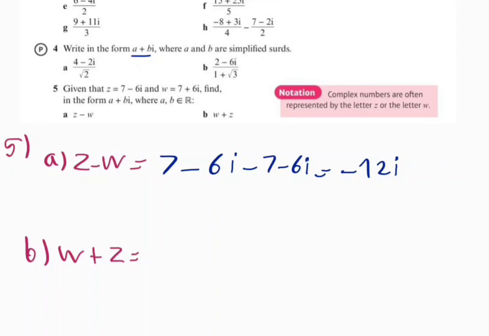B. w plus z. w is 7 plus 6i. z is 7 minus 6i. So 7 plus 7 is 14. 6i minus 6i is 0. And that's it.